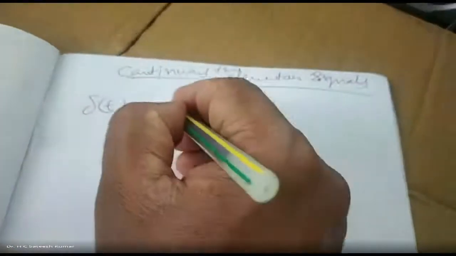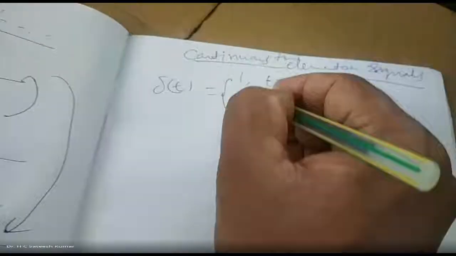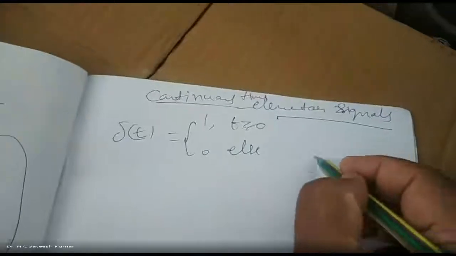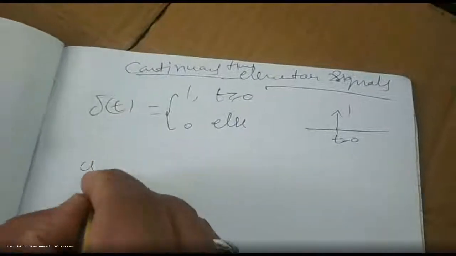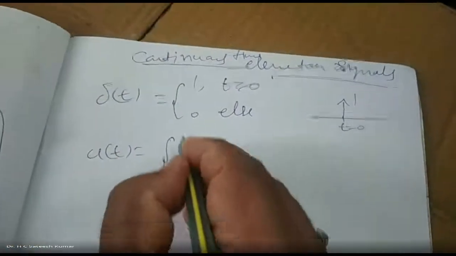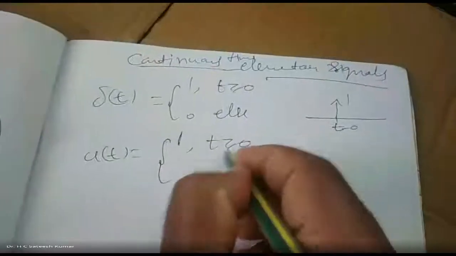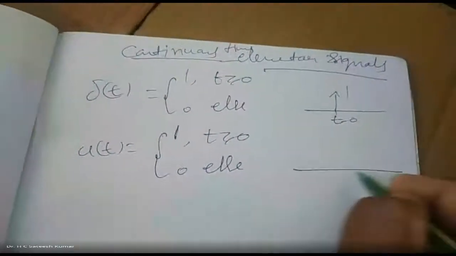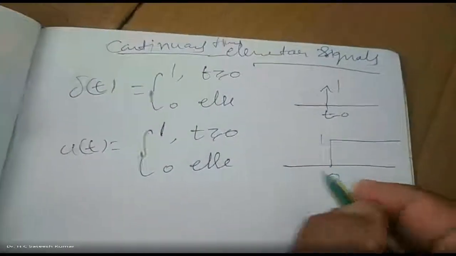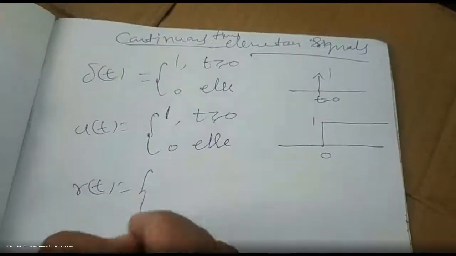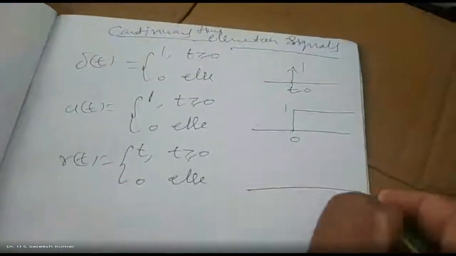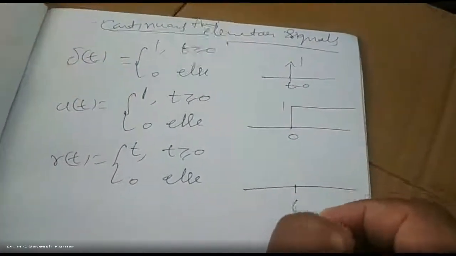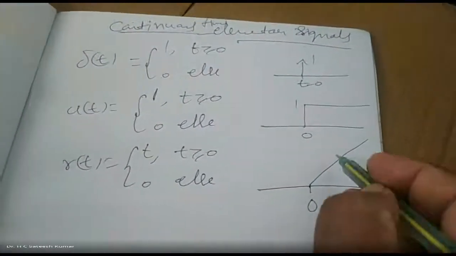Delta of t is equal to 1 for t greater than or equal to 0, and is equal to 0 otherwise. So at t equal to 0, its value is 1. U of t is equal to 1 for t greater than or equal to 0, 0 elsewhere. Starting from 0 up to infinity, its value is 1. R of t is equal to t for t greater than or equal to 0, and 0 elsewhere. Starting from 0, its value is t, like this. So this is t, this is 1.